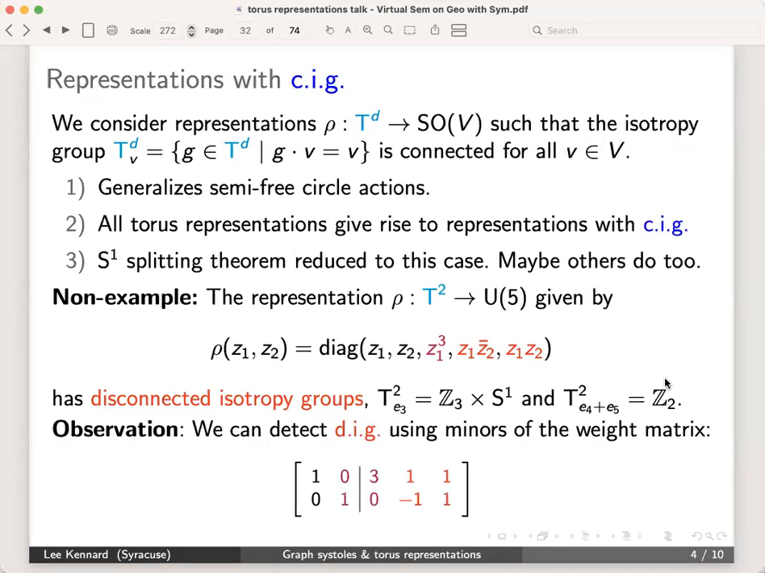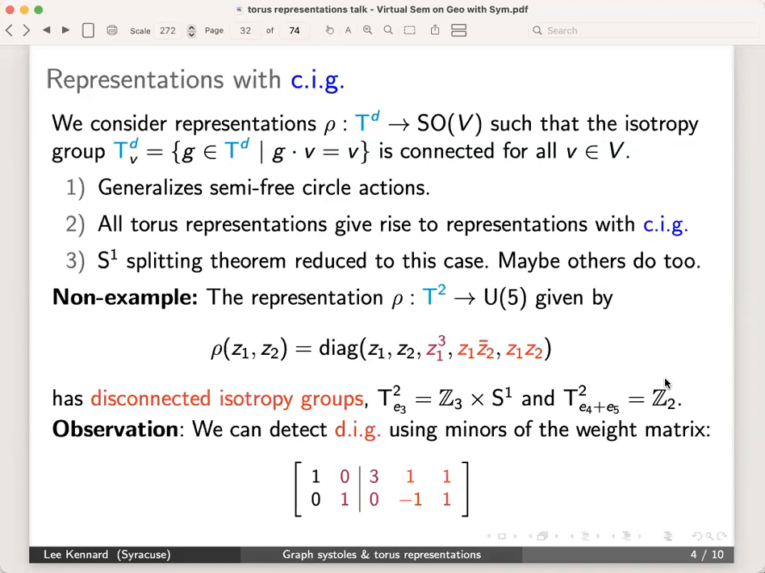And it's a straightforward exercise with the slice theorem that if you have a disconnected isotropy group, you get a finite non-trivial isotropy group. This was proved in our paper. We also found it in Fang and Rong's paper from 2005. So disconnected and finite isotropy groups are kind of the same condition.